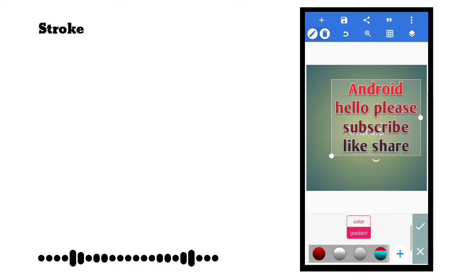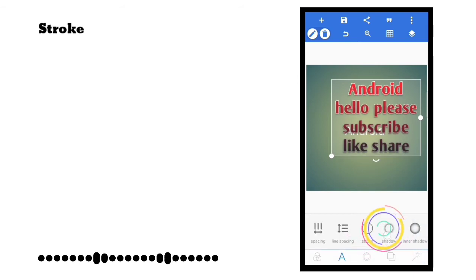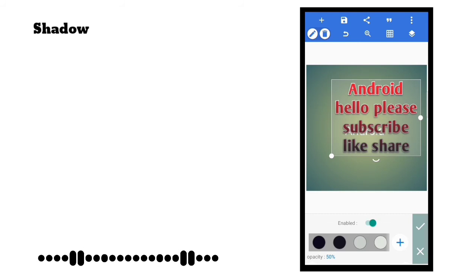Press the Gradient button to apply a gradient color to the stroke or outline of the text. Here you can disable it. Tap on the Shadow button to apply a shadow to the text. Let's see how it works.